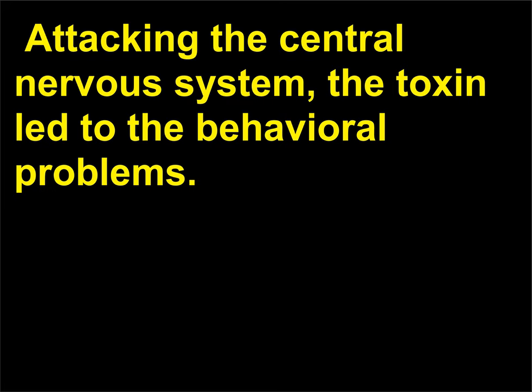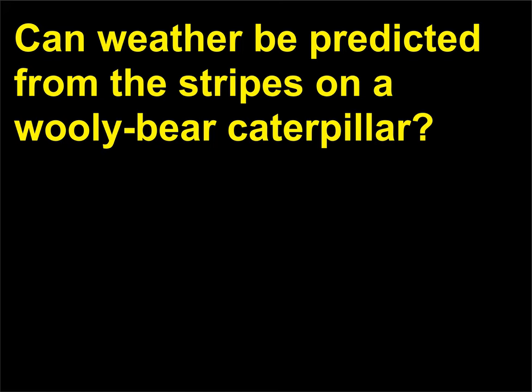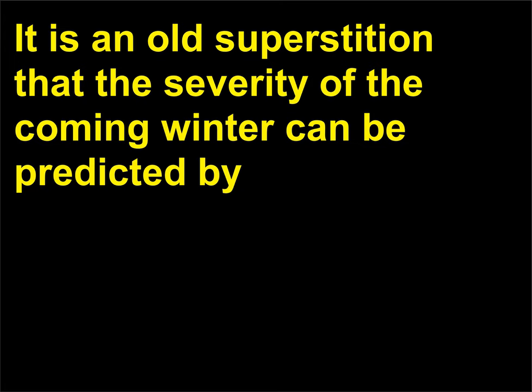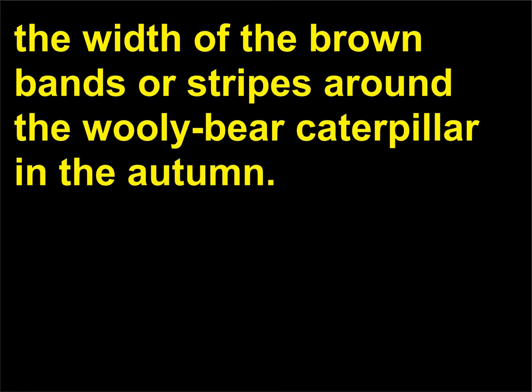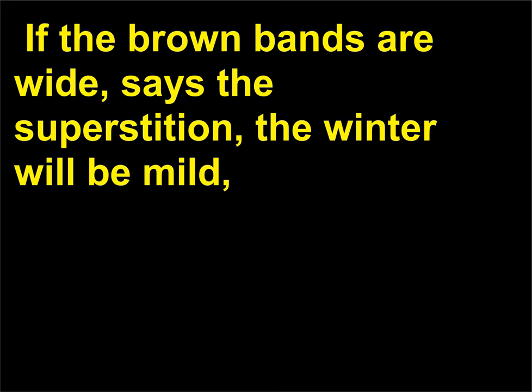Can weather be predicted from the stripes on a woolly bear caterpillar? It is an old superstition that the severity of the coming winter can be predicted by the width of the brown bands or stripes around the woolly bear caterpillar in the autumn. If the brown bands are wide, says the superstition, the winter will be mild. But if the brown bands are narrow, a rough winter is foretold.